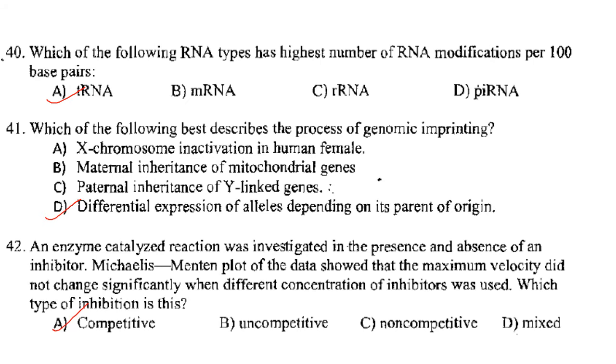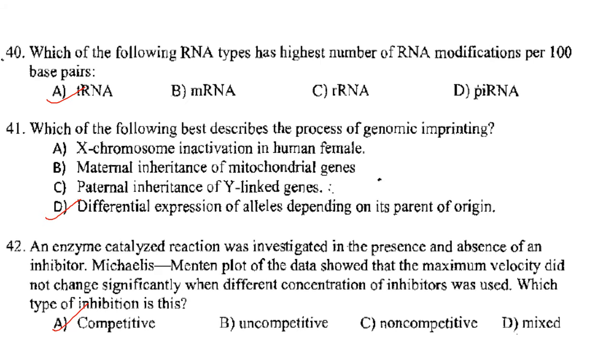Then next one. Which of the following best describes the process of genomic imprinting? This genomic imprinting, almost a similar question was asked just the previous year, that is the 2019 paper. And I have explained there what is genomic imprinting, but you can refer to that. So the answer here is differential expression of allele depending on its parent of origin. Answer is option D.